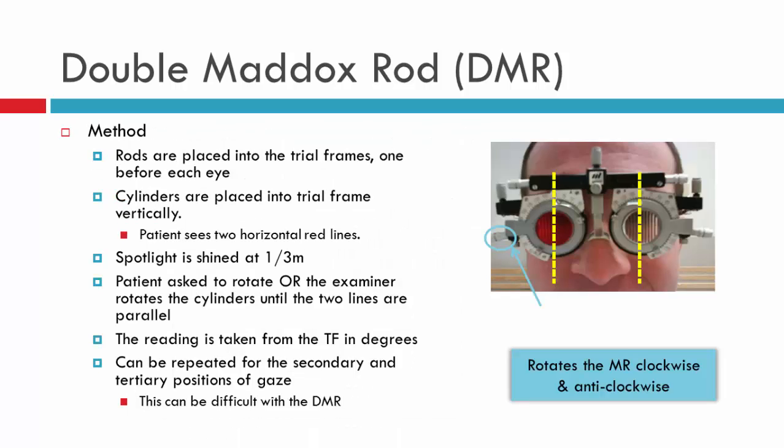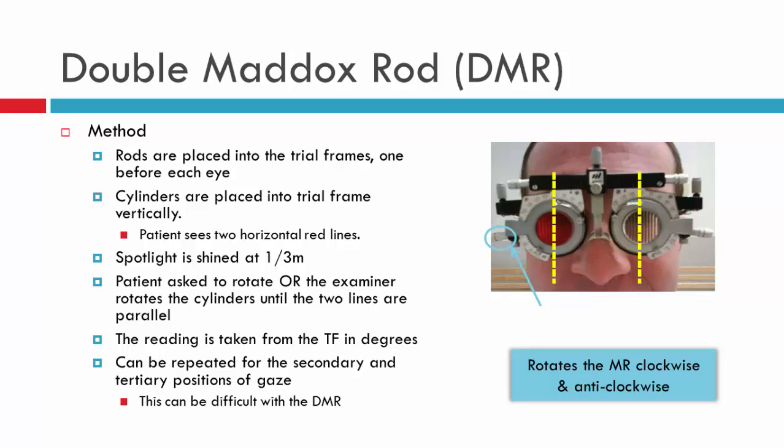Okay, so what are we doing with a double Maddox rod? Well, you will recall that when you place the Maddox rod in front of one of the eyes, it will produce a line perpendicular to the orientation of the rods. So if you give the patient a Maddox rod in front of each eye and you shine a light in front, the patient will see 2 lines, one from the right eye and one from the left eye.